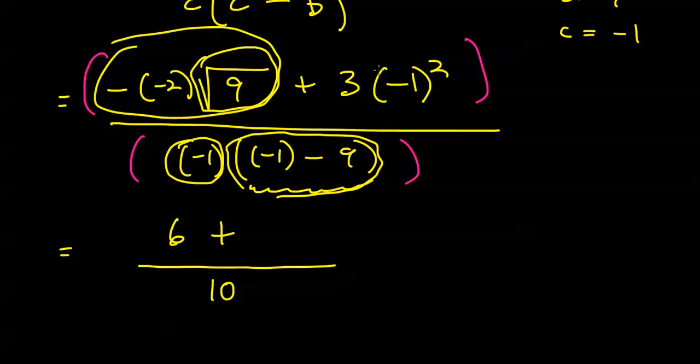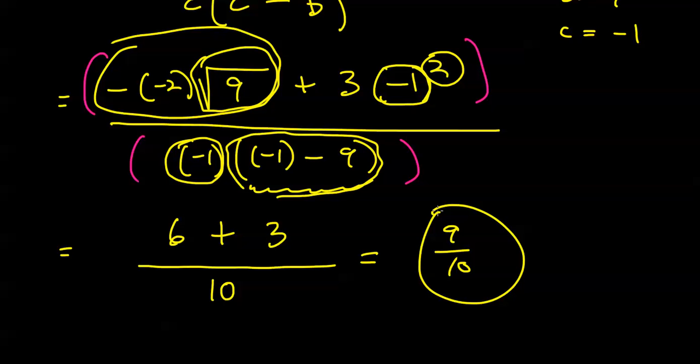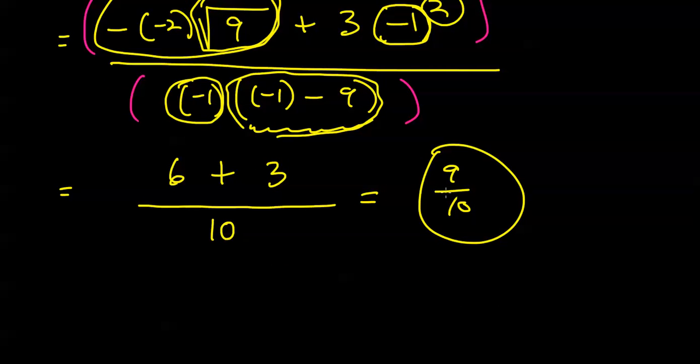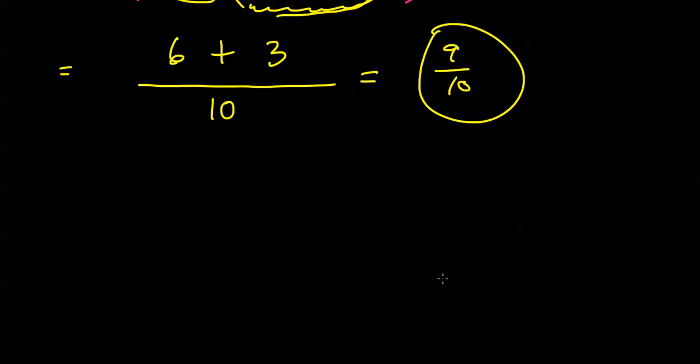Plus, well, remember, minus 1 squared, that's negative 1 times negative 1, that's positive 1. And 1 times 3 is 3. So I end up with 6 plus 3 over 10, and that reduces, of course, to 9/10. Alright, one more, we'll call it a day. For section 1.3 anyway.